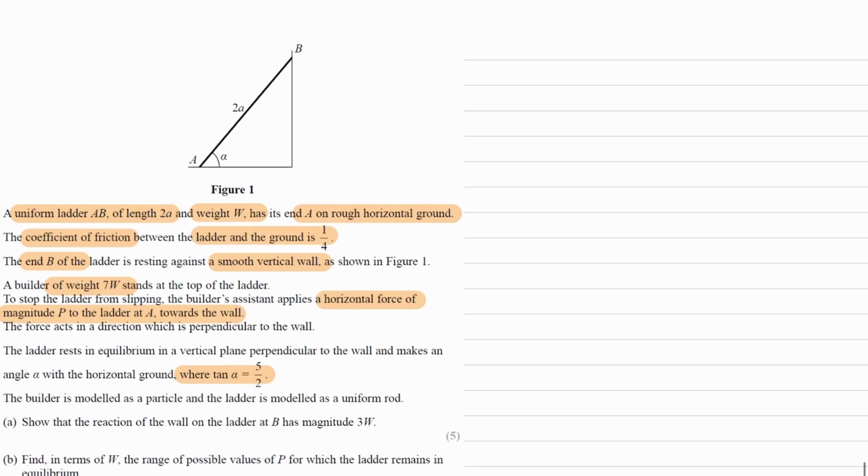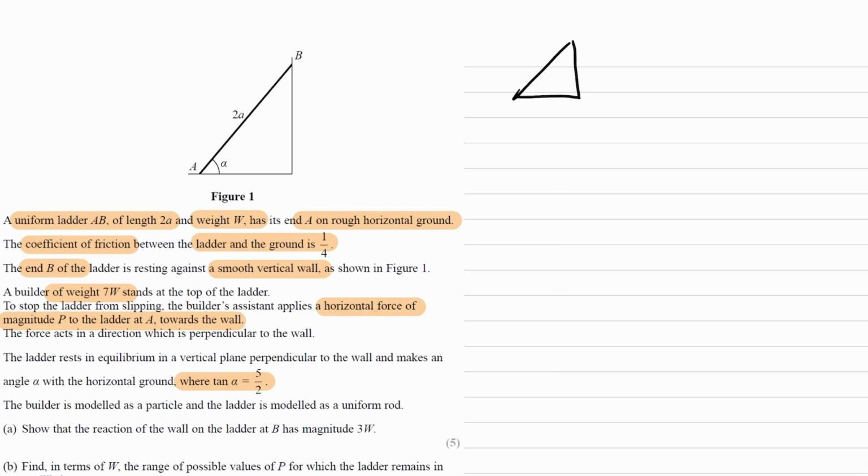So let's just draw a quick triangle for that. If tan alpha is 5/2, let's say this is alpha, opposite is 5, adjacent is 2. This would be root 29 using Pythagoras, and then using SOHCAHTOA, sine alpha is opposite over hypotenuse, and then cos alpha would be adjacent over hypotenuse.